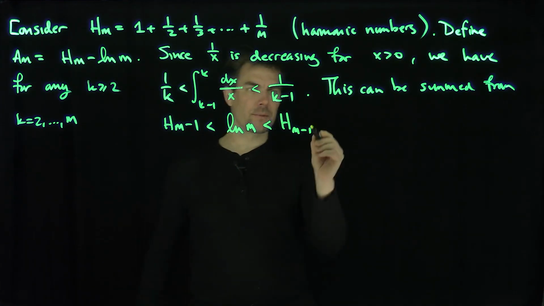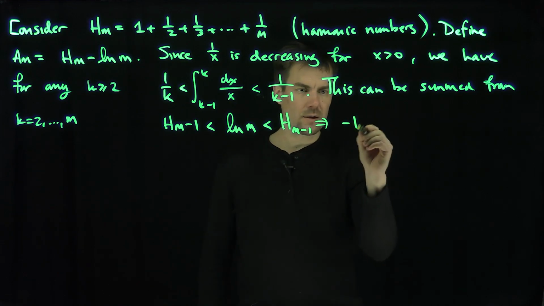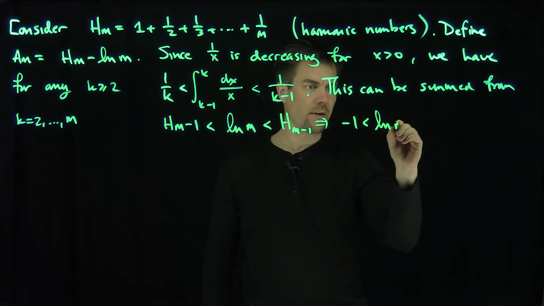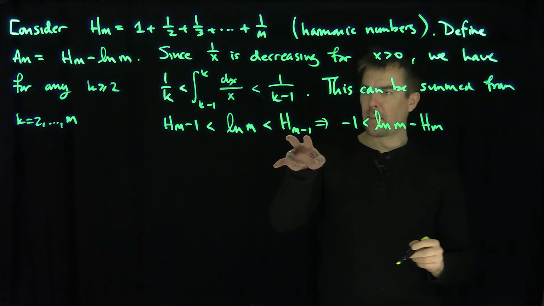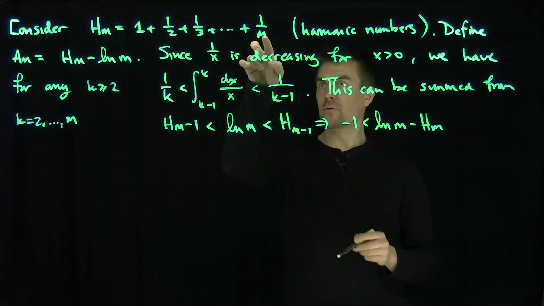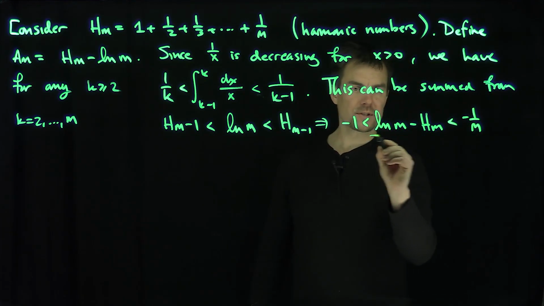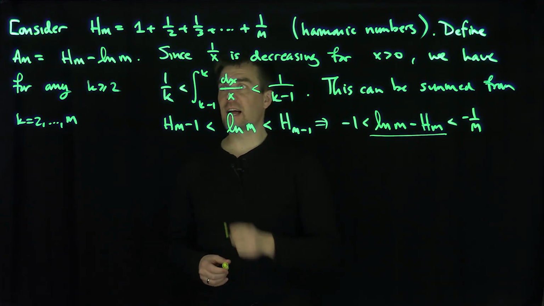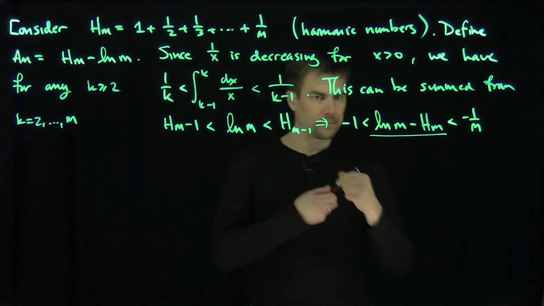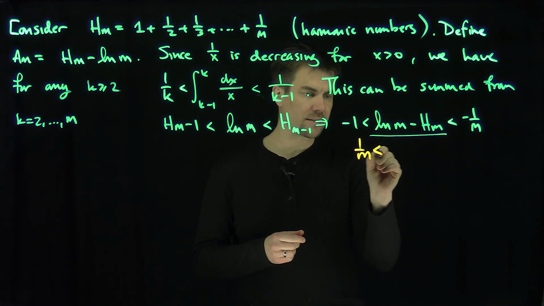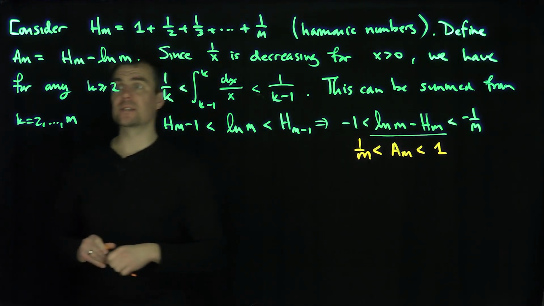Now let me subtract H_m from this inequality. What's going to happen? We're going to have negative 1 is less than natural log of m minus H_m. And then H_{m-1} minus H_m, the only thing left over is just 1 over m with a negative sign, so it's less than negative 1 over m. Now, of course, this thing inside the inequality is exactly the negative of a_m. So by flipping the signs, a_m is between 1 over m and 1. So my sequence a_m is a bounded sequence.